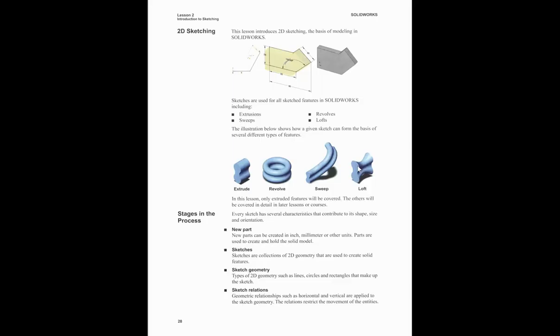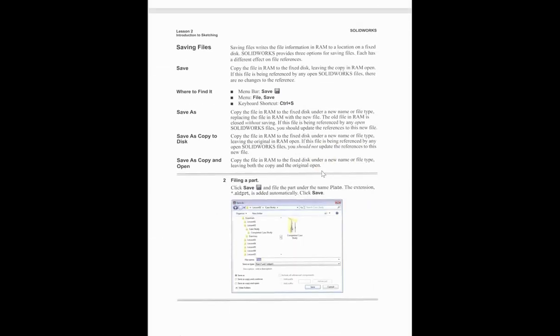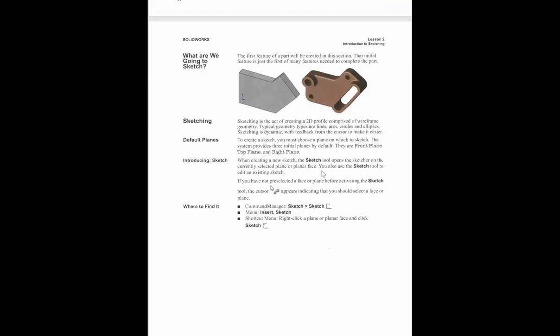And so what we want to do is, if I'm going to skip around here a little bit. So what are we going to sketch? We're going to sketch this shape here. And if you look at the shape to the right of it, that is a possibility based on this shape that we're going to start with.